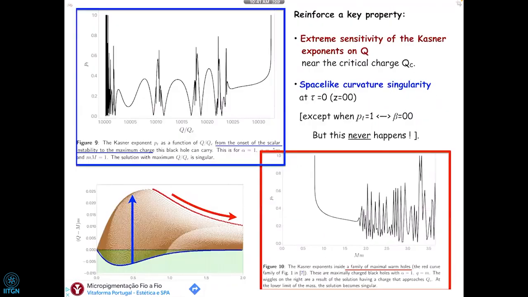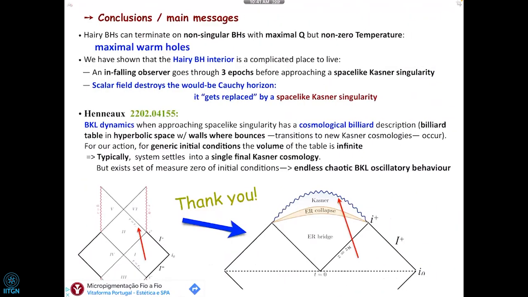Okay, guys, and now I should stop here and just highlight the main conclusion. So we can have Airy black holes, asymptotically flat Airy black holes with a scalar field floating above the horizon, that terminate on non-singular black holes that have finite entropy and finite temperature. And they have maximal charge. So I call them maximal: maximal because they have maximal charge for a given mass, and warm holes because they have a non-zero temperature.